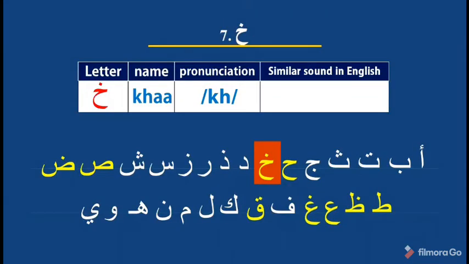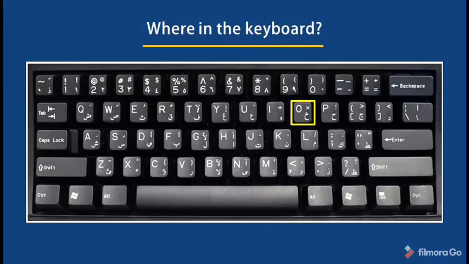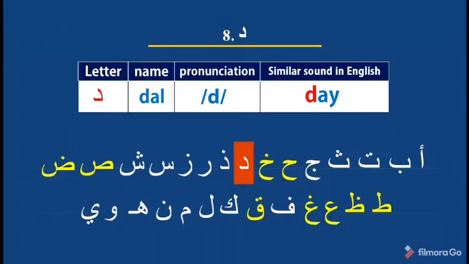The letter Kha has the sound of Khe. It is not found in English and its place of articulation is made by the upper throat. Please try to pronounce it Kha, Kha, Kha. Kha can be found with the O key in the keyboard.